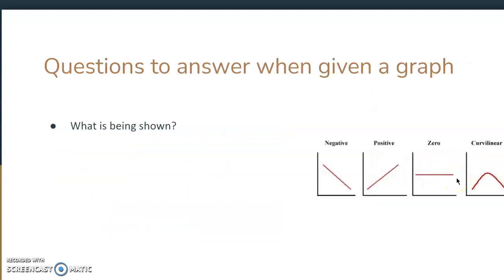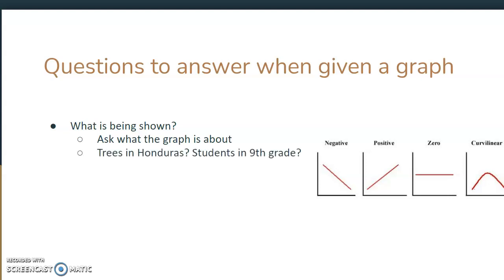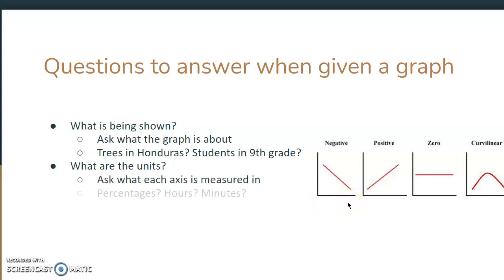So let's look at just a brief outline of what we should be thinking about when we look at a graph. So the first thing is what's being shown. So ask what the graph is about. Is this graph about animals? Is it about numbers? Is it about population? What are we looking at is the first thing we should ask. What is being shown? Trees in Honduras, maybe, students in 9th grade, for example. What are the units on our axes? So are we looking at millions of people? Are we looking at time? What are we looking at? So ask what each axis is measured in.